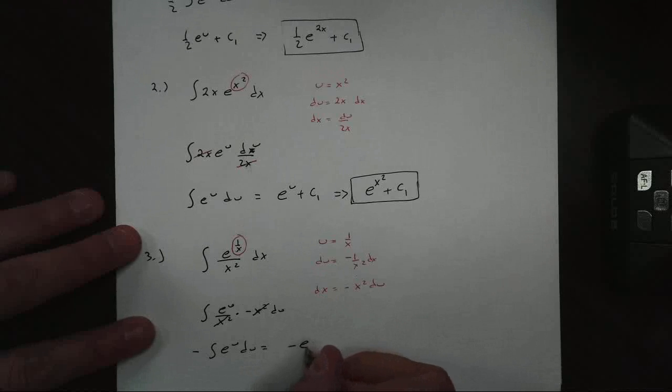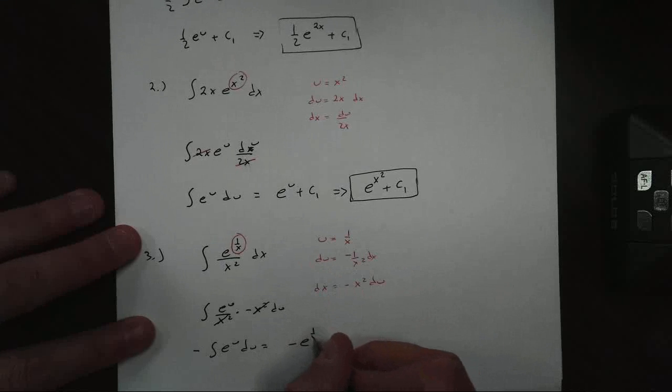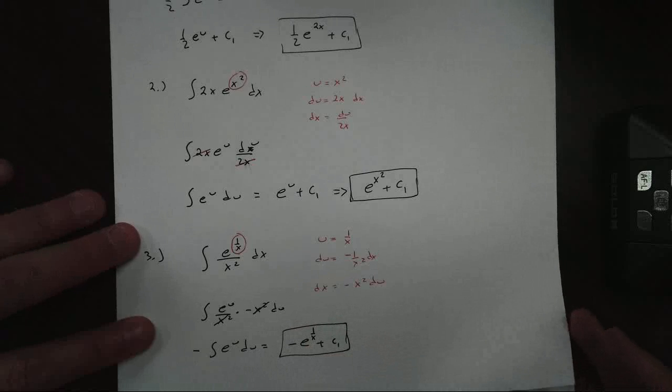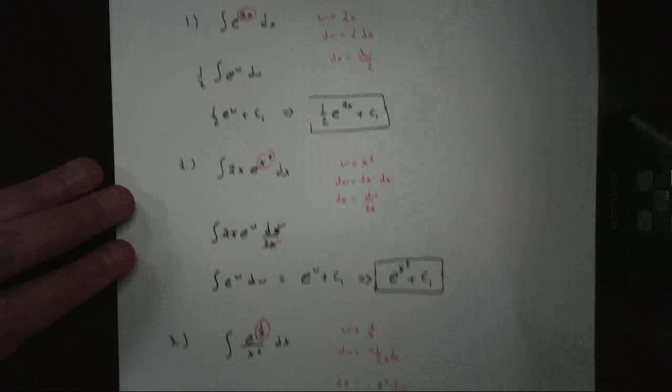We get negative e. Now if you don't want to, you don't have to go to the u here. You can go straight to your replacement, 1 over x plus c1. And there's our antiderivative. Very easy to do. Matter of fact, let's take a look at some slightly more complicated ones here.